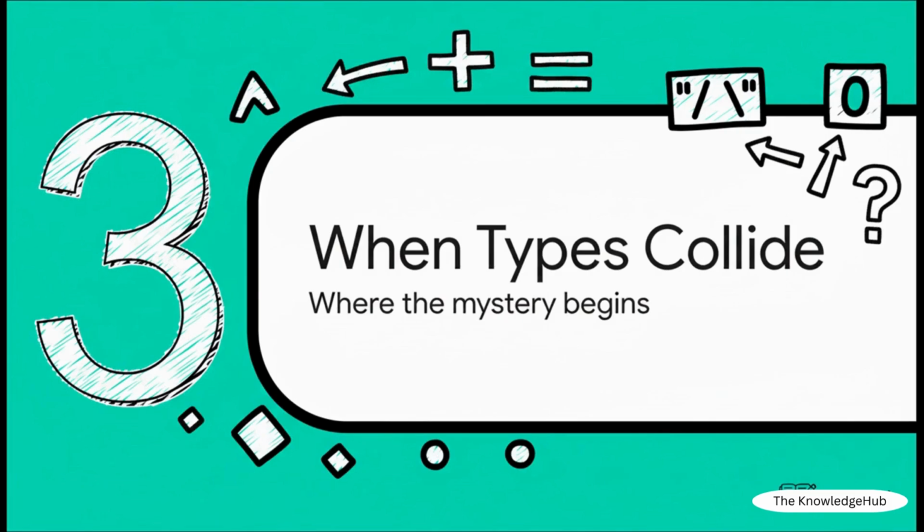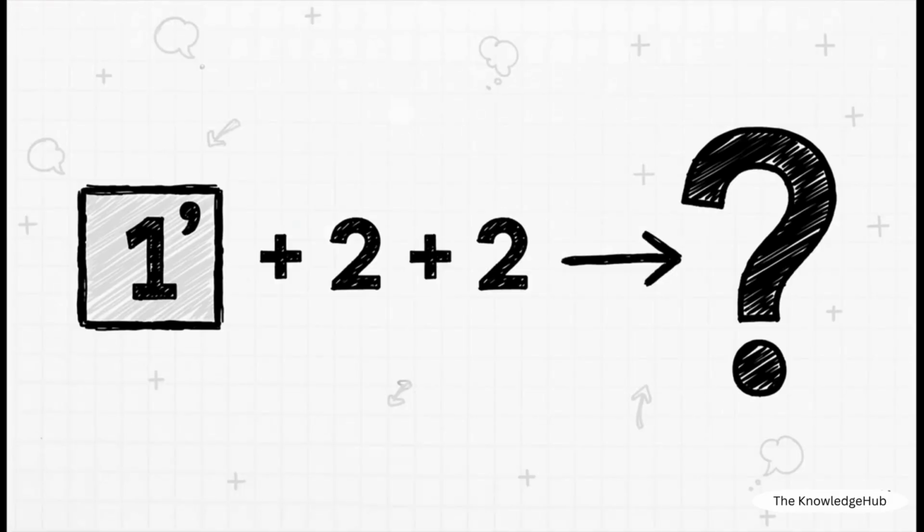And now, this is where things get interesting. What happens when you try to mix and match? When you try to add a string to a number? This is where JavaScript's automatic conversion engine fires up and the real mystery begins. Okay, let's look at that first line of code again. We have a string, the number 1, and then we're adding two actual numbers to it. What do you think JavaScript is going to do with this?